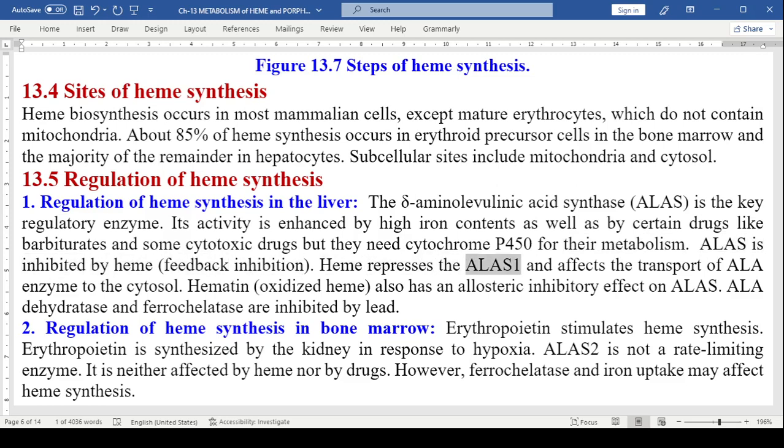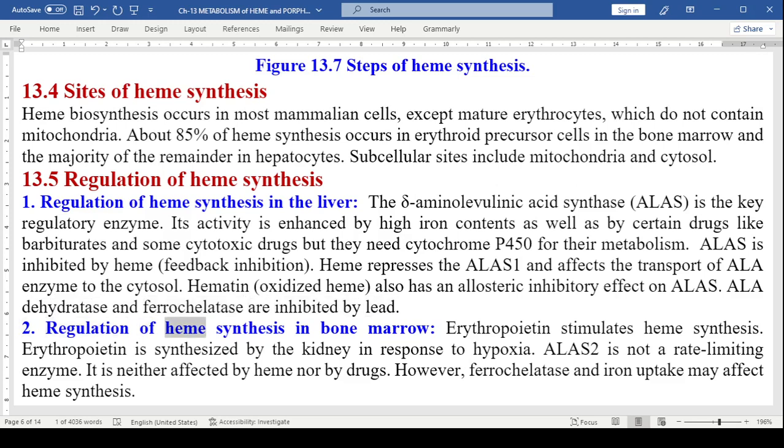Heme represses the ALAS1 and affects the transport of ALA enzyme to the cytosol. Hemin, oxidized heme, also has an allosteric inhibitory effect on ALAS. ALA dehydratase and ferrochelatase are inhibited by lead.